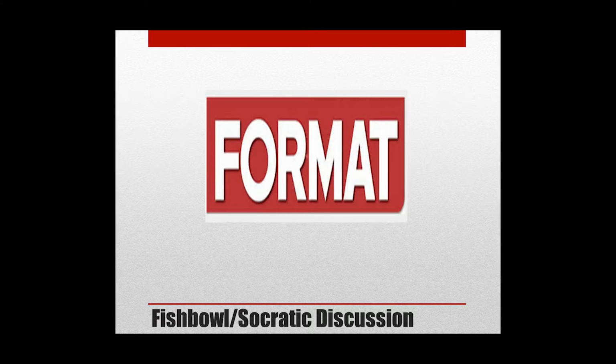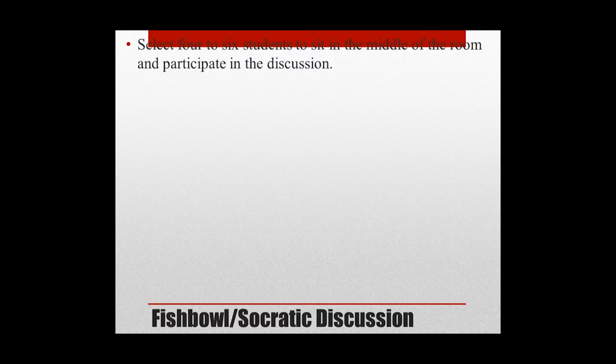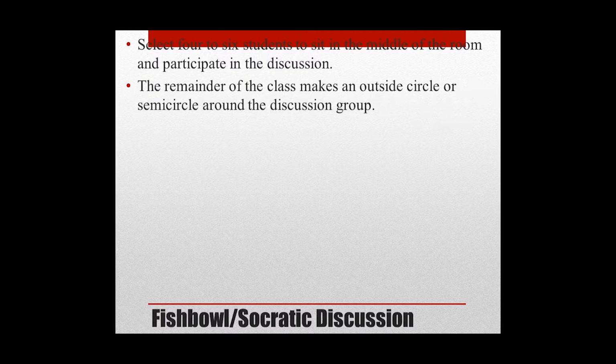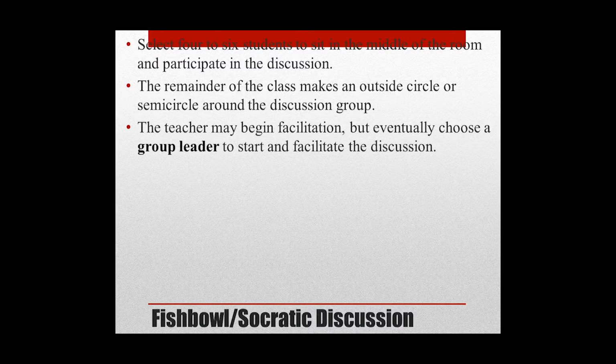As a teacher, you should select 4 to 6 students to sit in the middle of the room and participate in the discussion. The remainder of the class makes an outside circle or semicircle around the discussion group. Choose a group leader to start and facilitate the discussion. You may facilitate at the beginning, but then gradually release that responsibility to a student.